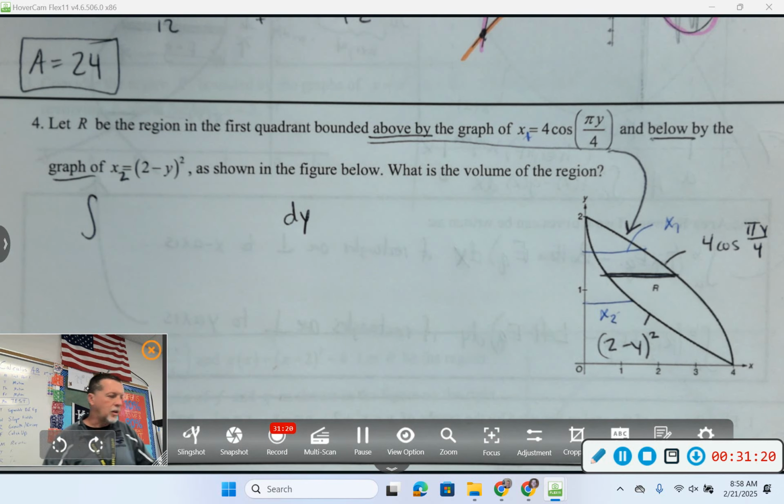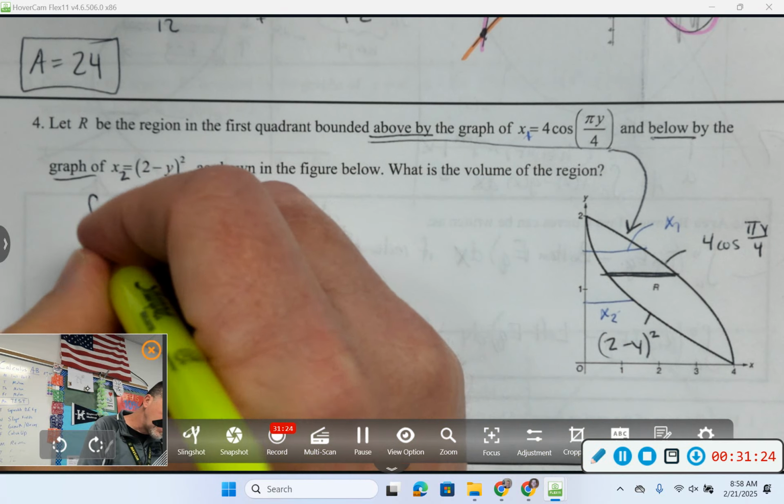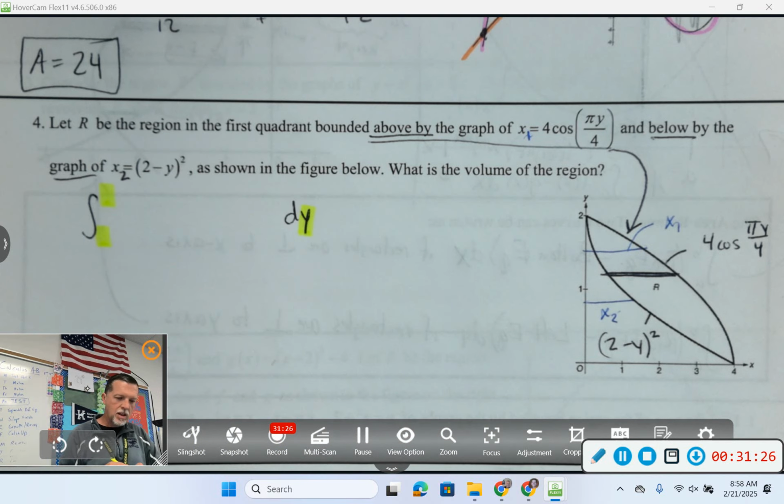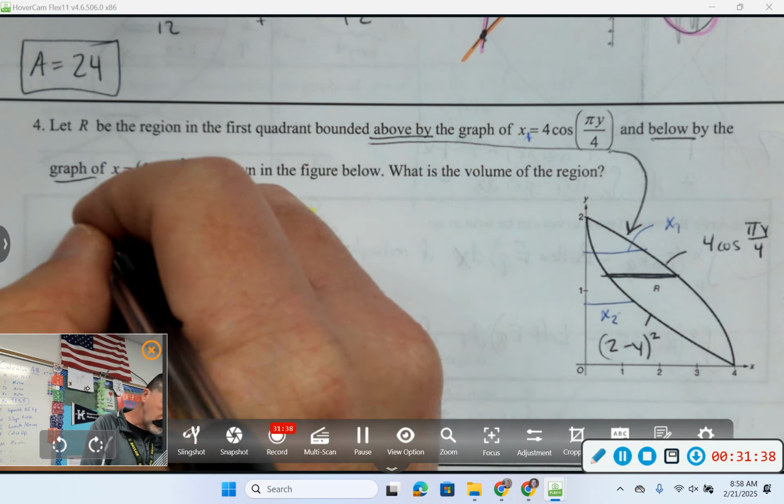So again, if it's a dy problem, that means my limits need to be y limits. So from what to what? What are my limits on this one? 0 to 2, because I'm looking at the y things, not 0 to 4. I want the 0 to 2.